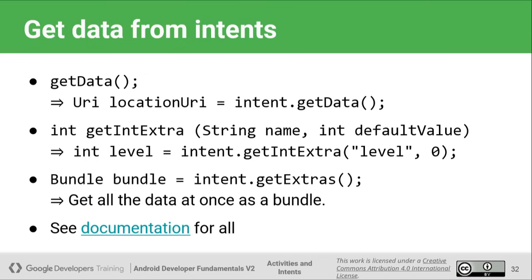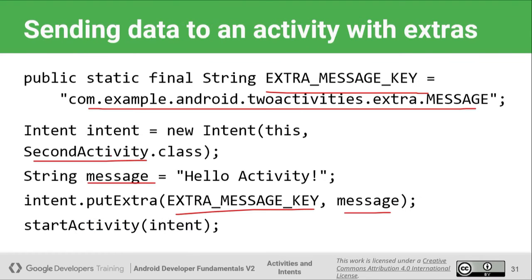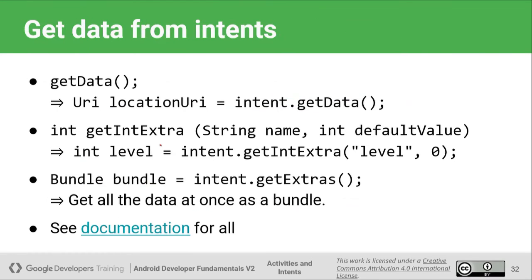So how do we get data? That was the previous phase, sending data, and now how we get data from the intents. So let's see this process as well. First of all, we need to get the intent, and then call getData from the specific URL. Then we are creating an extra method with a string name and a default value, integer level, with this level 0. And then bundle is equal to intent.getExtras, which gets all the data at once as a bundle. So these are different methods. This is the second method, and this is the first method.